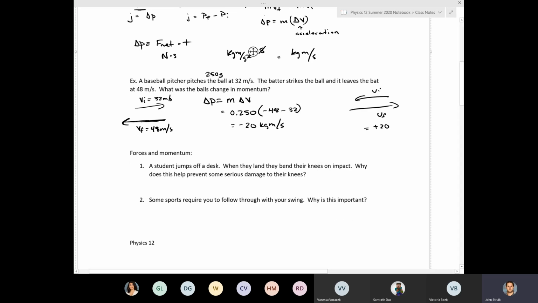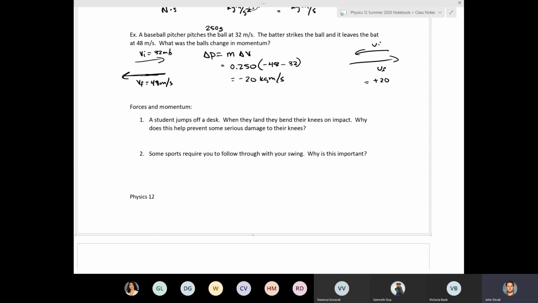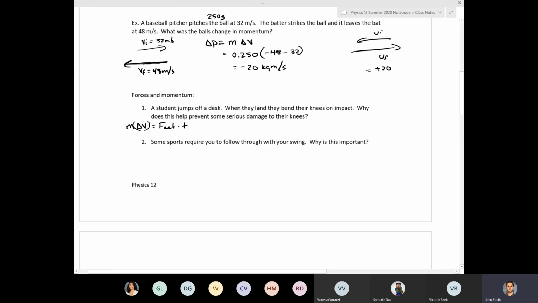The next little bit, forces and momentum. So this is just a practical part of it. Now, if delta P is M delta V, but it's also F net times T, then there's a relationship that happens here. So if a student jumps off a desk, when they land, they bend their knees on impact. Why does this help prevent some serious damage to their knees?